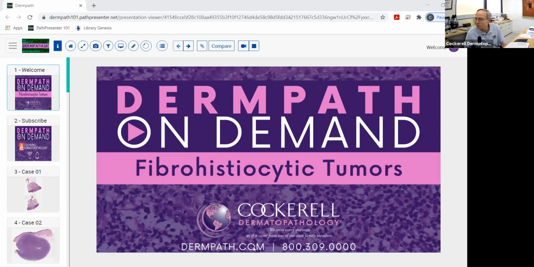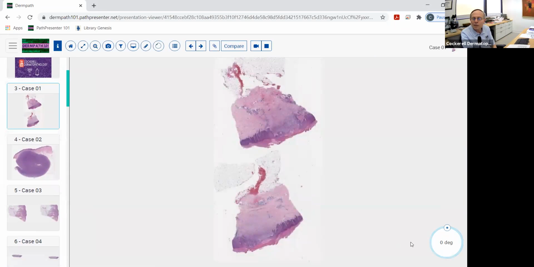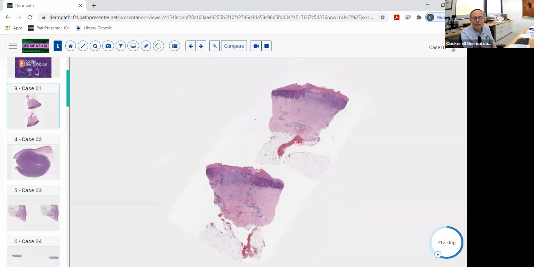We're going to talk about some fibrohistiocytic lesions today, and we have quite a few of them. So it's kind of a survey, if you will, just to go through and show you all the various things that can give you neoplasms or proliferations due to fibroblasts and histiocytes, some benign, some malignant.